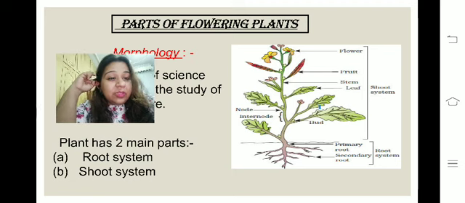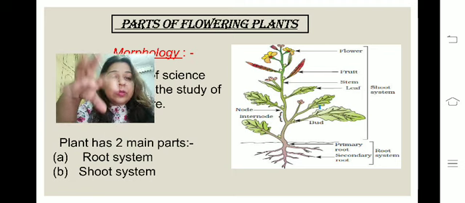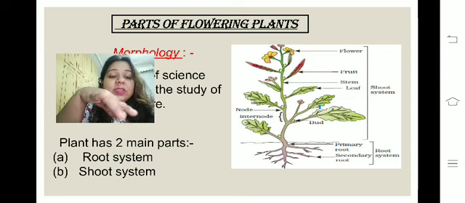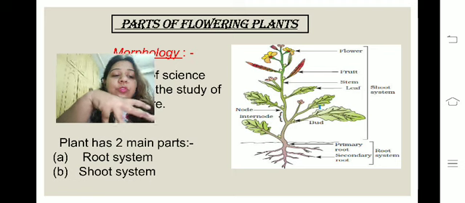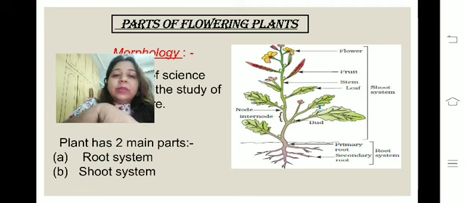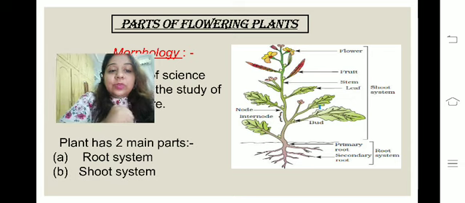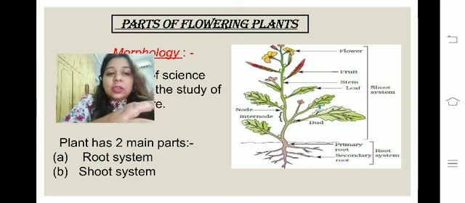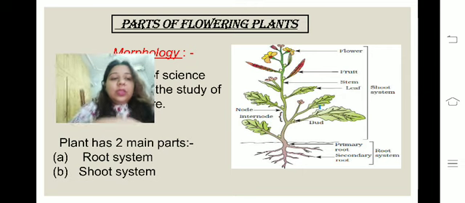Morphology means the structure which we are able to see. Like in the shoot system, there are flowers, fruit, stem, leaves, buds. And if you go to the root system, there are two main types of roots, that is primary and secondary roots. So we are going to discuss in detail these parts, root system and shoot system.